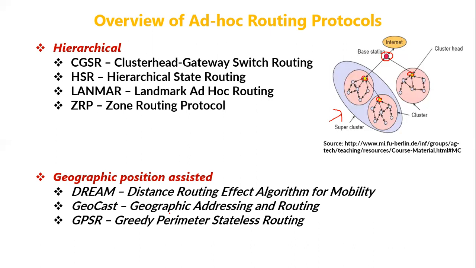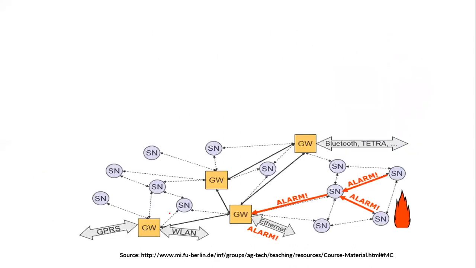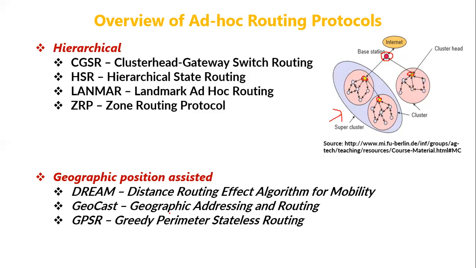We have discussed ad hoc routing protocols under three categories. First is flat ad hoc routing, then hierarchical ad hoc routing, then geographical position assisted ad hoc routing.